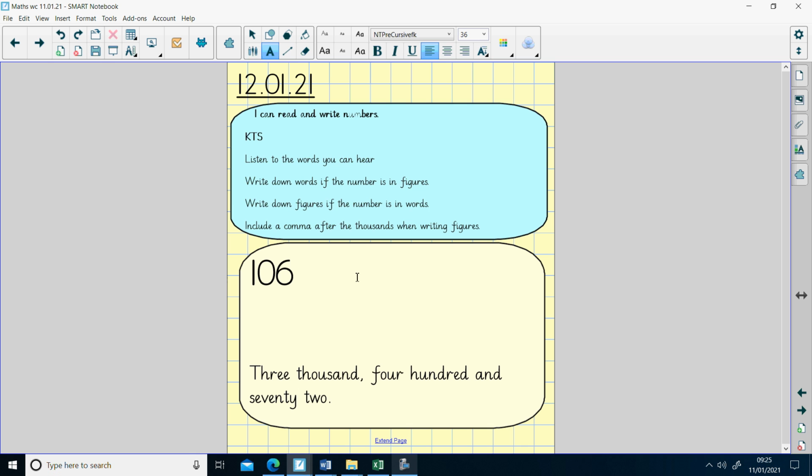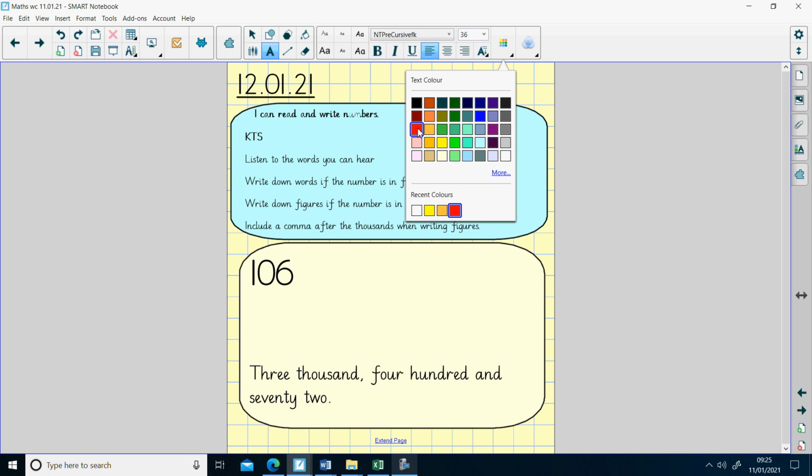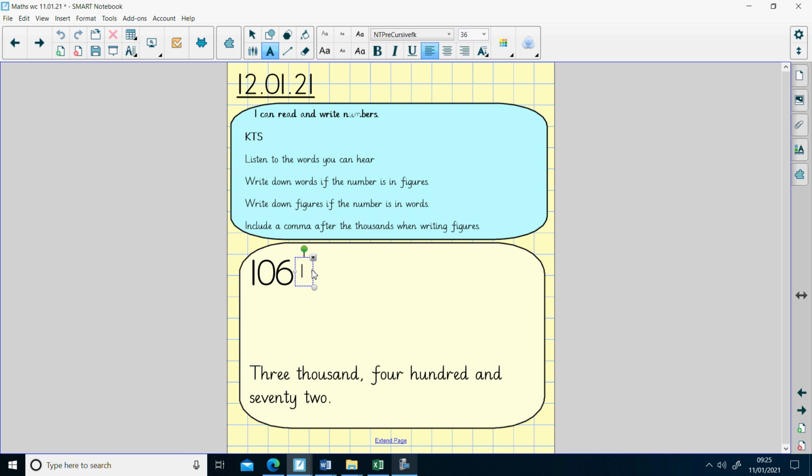And what I'm going to do now is show you how to write that in words. So 106. 1 I can hear, 100 I can hear, and I can hear 6. 106. Now I've got a number here, Year 4. Can you read that number for me? Well done, it's 3,472.